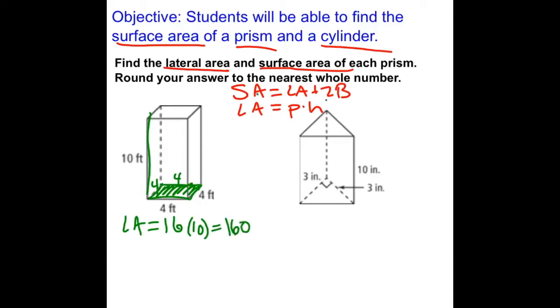Now to get the surface area, you need also two bases. So that's what I would find next. Well, the shape of the base is a square. That's just base times height. And when the base and the height are both 4, I go 4 times 4 and I get 16.